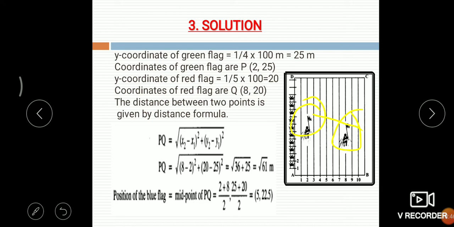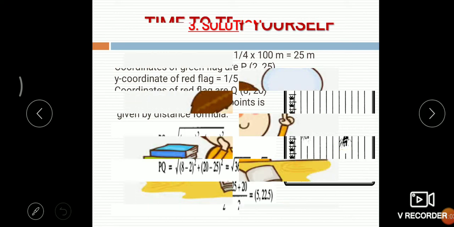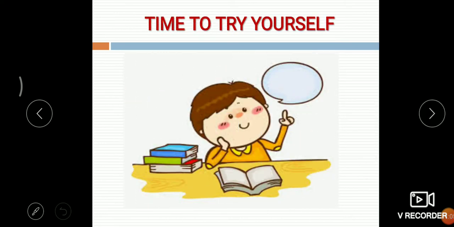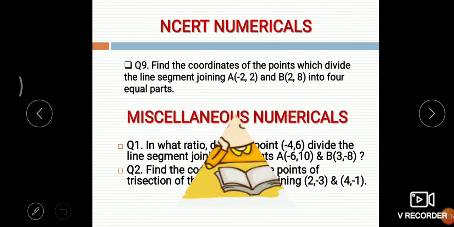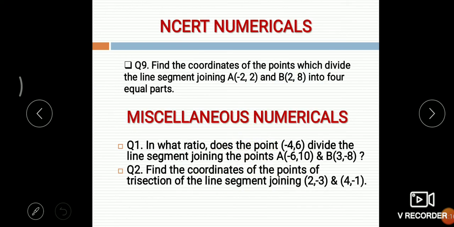Now we have coordinates, we have the ratio also. So using the section formula, I got (5, 22.5) as the coordinate of the midpoint of this straight line or distance. Okay. Now, my dear students, think about these problems, these numericals, think about their practical applications and try these numericals yourself, right?